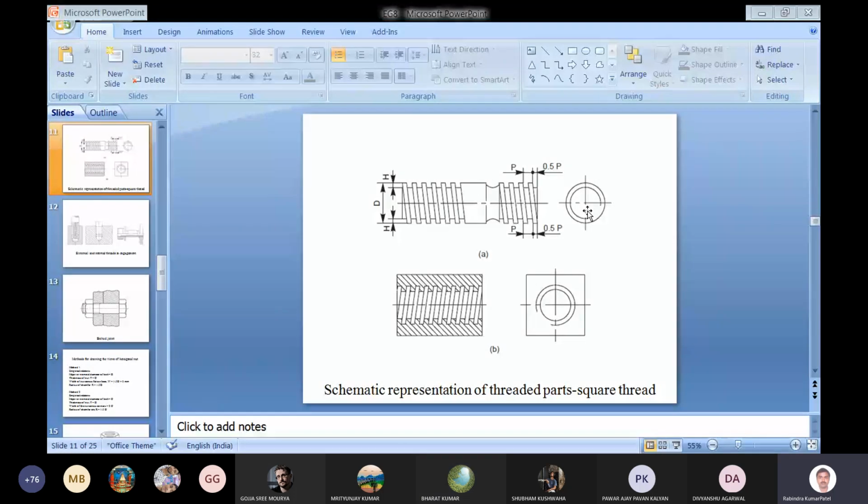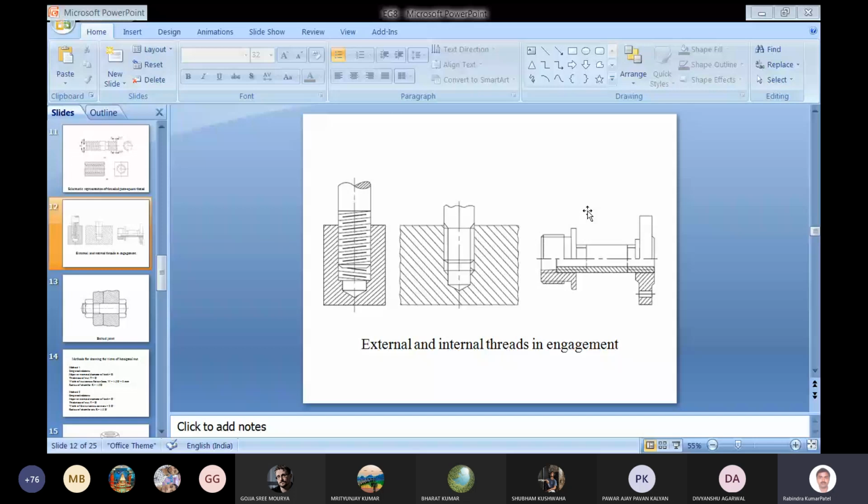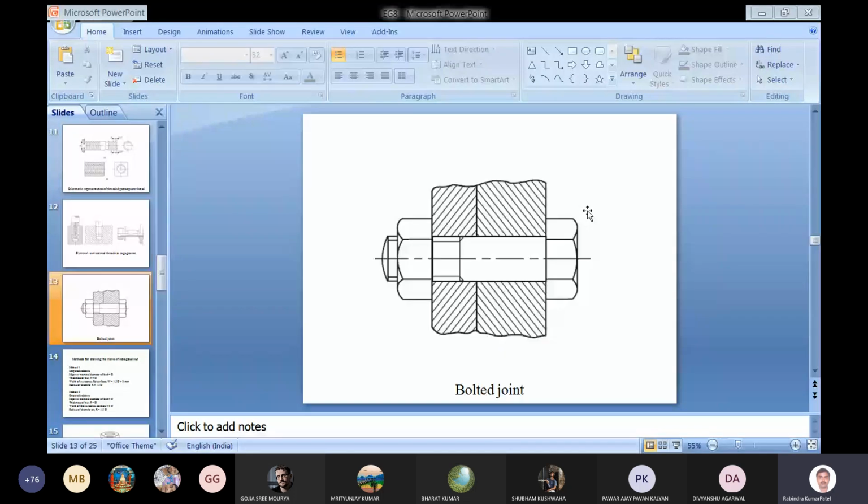Here one thing has been shown where the threaded fastener has been used. Threaded fastener means, till now we were talking about the thread, and now we are going to talk about the threaded fastener. Fasteners are those members which can be used to join different members. Like these fastening members, nut and bolt. This is the bolt, and this is the nut.